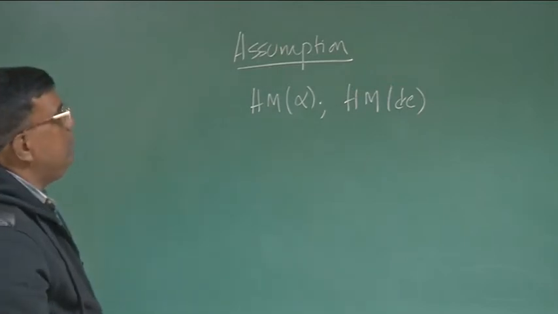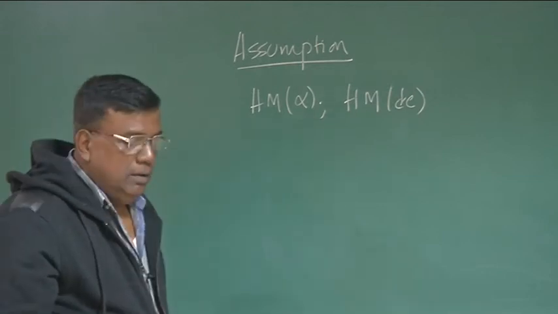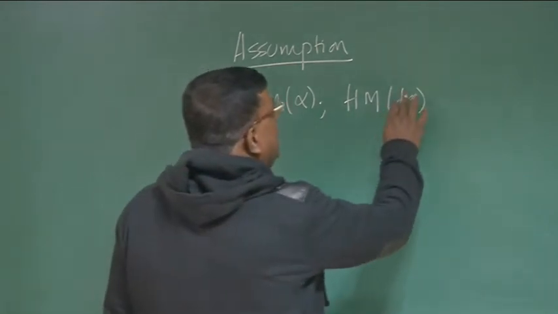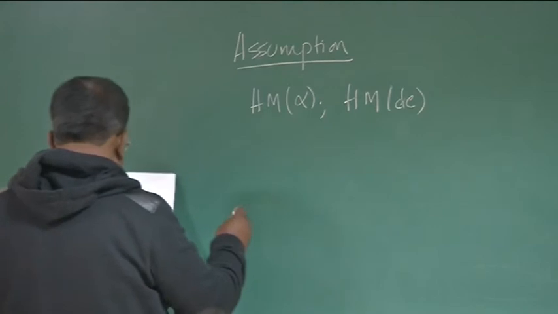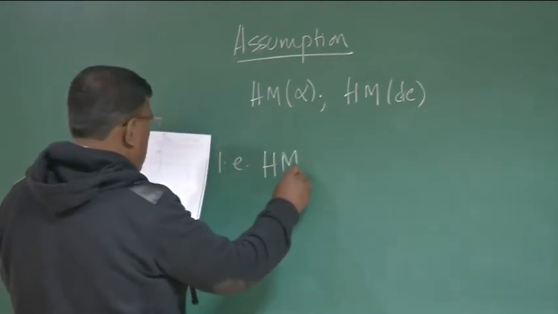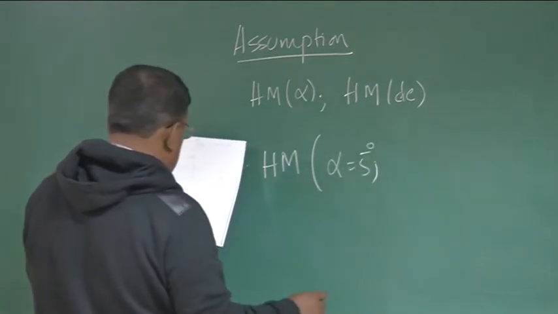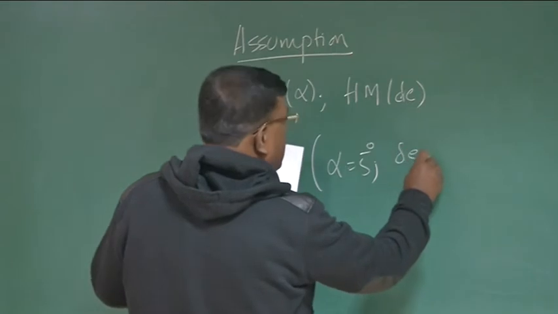And if we assume the whole variation of hinge moment with alpha t and delta E is linear, then I can write, linear means, please understand, you have been doing it for long. Suppose I want to find out hinge moment at alpha equal to 5 degree and delta E equal to 5 degree.